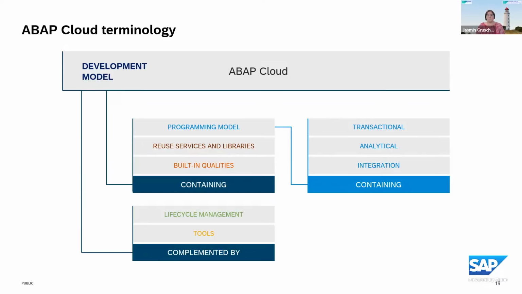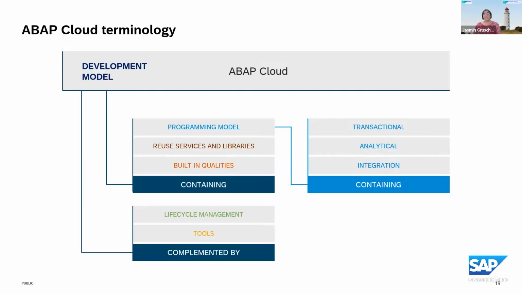So this is what the development model actually is. Another question is, what can you do? And what you can do with ABAP Cloud is described by so-called programming model aspects. The programming model aspects offer you a path in ABAP Cloud for how to develop. And what you can develop are different types of applications or services.